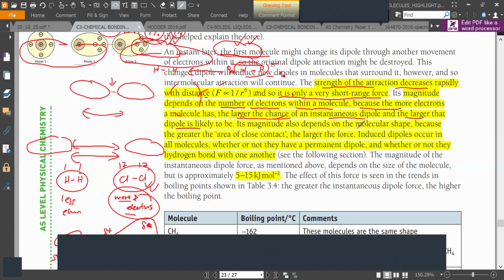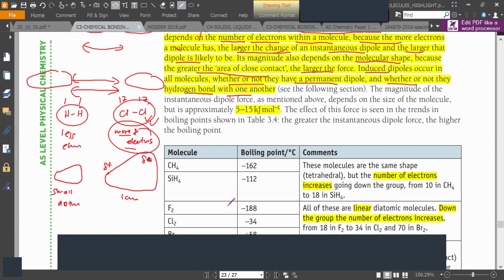It also depends on the shape of the molecule, because some molecules have a greater area of close contact, and the larger the contact, the larger the force. Induced dipole also occurs whether or not they have a permanent dipole. Whether or not they have hydrogen bonding, they don't care. All molecules will have this instantaneous dipole, as long as they have electrons.